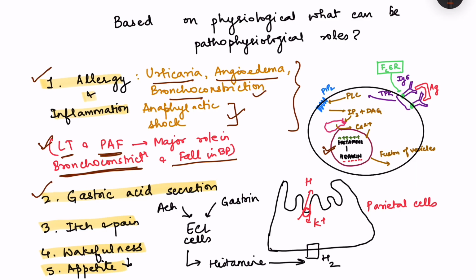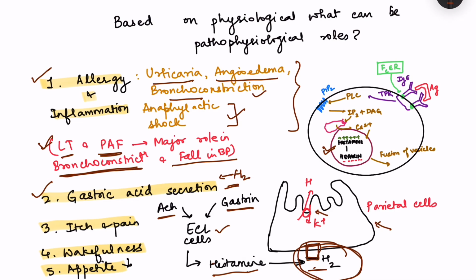Second is gastric acid secretion, and we have seen that the H2 receptor is involved in this, right? So this is the parietal cell, and here this is the sodium potassium ATPase. H2 receptors are present on the basolateral membrane where ECL cells release histamine, which acts on the H2 receptor. Not only that, the gastrin and acetylcholine also stimulate the ECL cells, and this histamine then acts on the H2 receptors. So if you use H2 receptor blockers, because histamine is stimulating this H2 receptor and histamine is also released from gastrin and acetylcholine, the H2 receptor blocker will also decrease the effect of these, isn't it? Because they are acting through histamine.